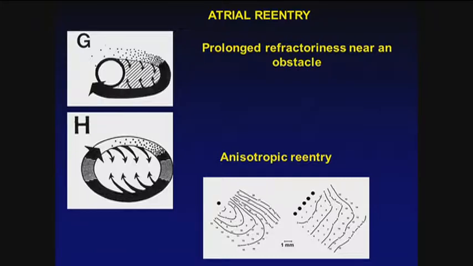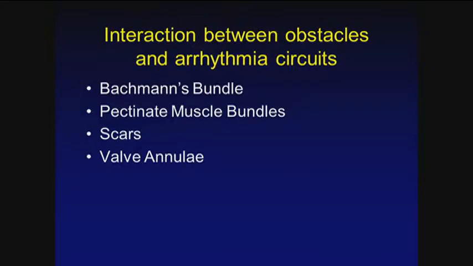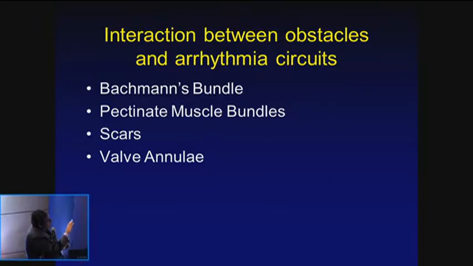So atrial reentry can either be functional or it can be anatomical. And I think in many of these cases what we have to remember is previous ablation or previous surgery causes an area of slow conduction, as we all know. And the interaction between areas such as the Bachmann's bundle, which you presented, the pectinate bundles, scars, and annulae of valves are all incredibly important for catheter ablation procedures.